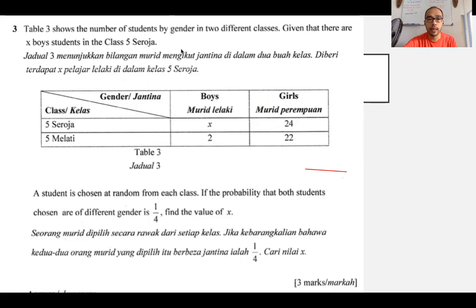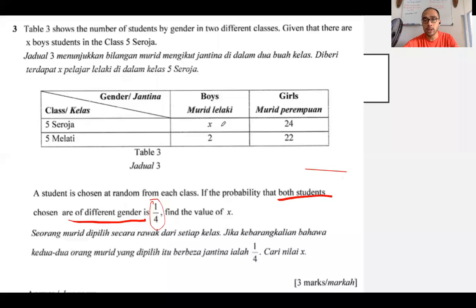And this chapter is probability, the simple one. It's not probability distribution. Okay, so a student is chosen at random from each class. If the probability that both students are of a different gender is 1/4. Kebarangkalian bahawa kedua-dua orang murid yang terpilih adalah berbeza jantina dan kamu mau pilih satu orang sahaja. Okay, so let's consider this.